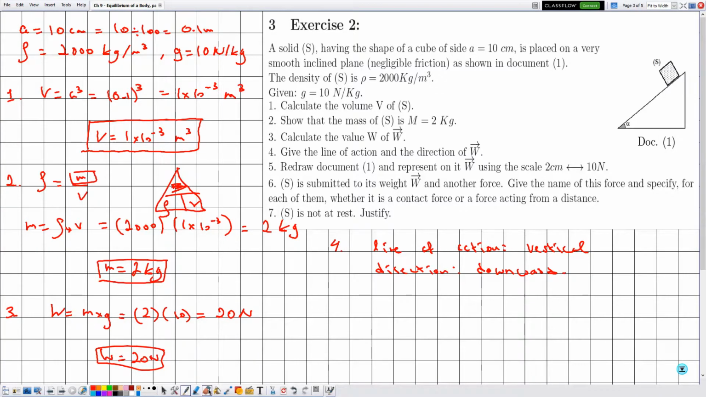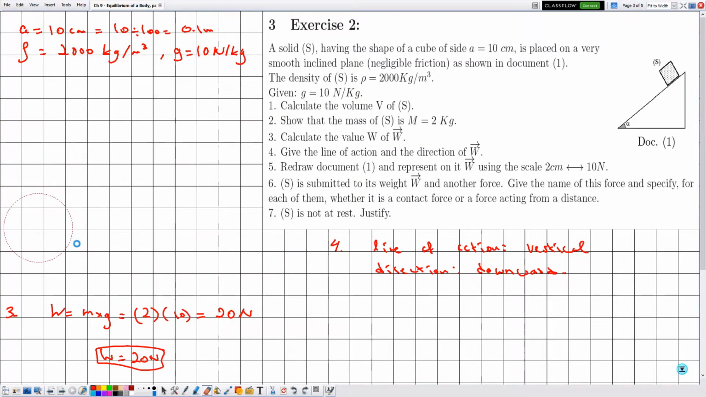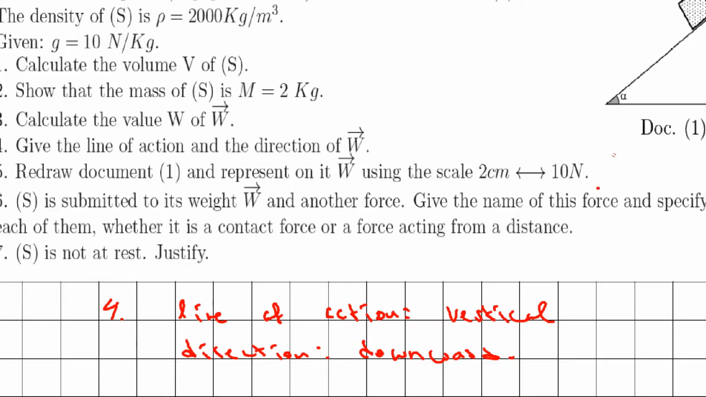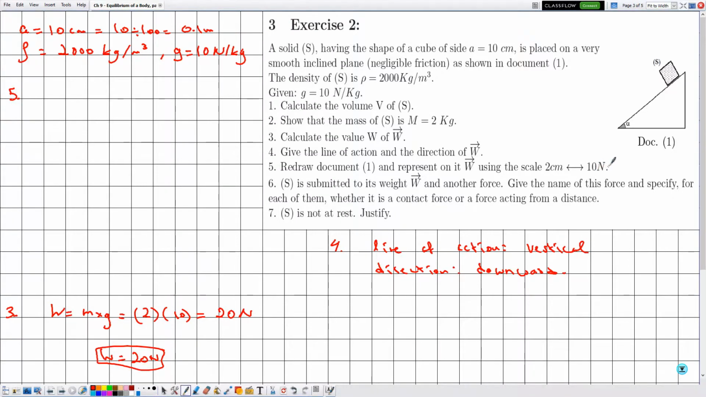Let me make some space here. Now in number 5, they are asking us to redraw document 1 and represent on it W using the scale 2 centimeters, 10 newtons. So first, let's redraw document 1.